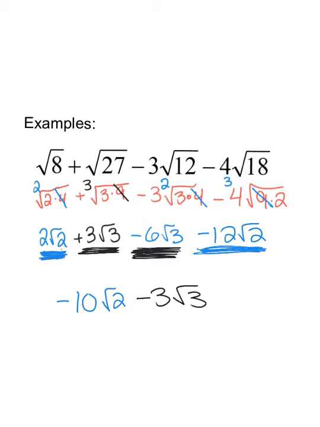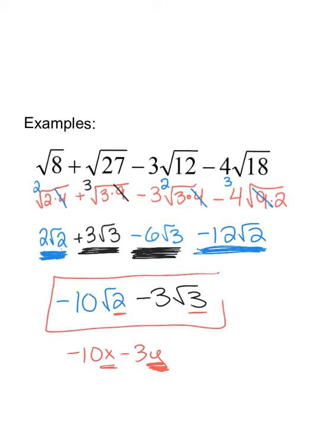I cannot add these two terms together because this one is a radical 2 and this one is a radical 3. They're unlike terms. It's like saying, can you add negative 10x minus 3y together? You can't because the x and the y are different. The radical 2 and the radical 3 are different. So this is my final answer.